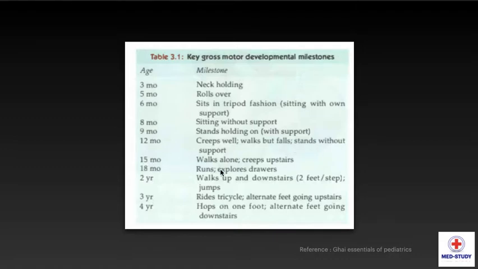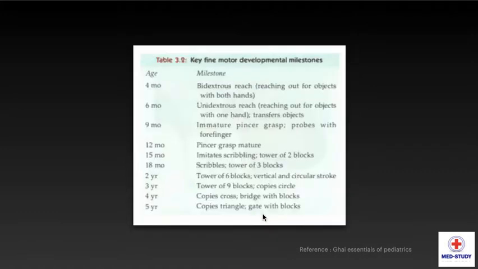At 15 months walks alone, creeps upstairs. At 18 months runs and explores drawers. At 2 years walks up and down stair with 2 feet per step and jumps. At 3 years rides tricycle, alternate feet going upstairs. At 4 years hops on one foot, alternate feet going downstairs.